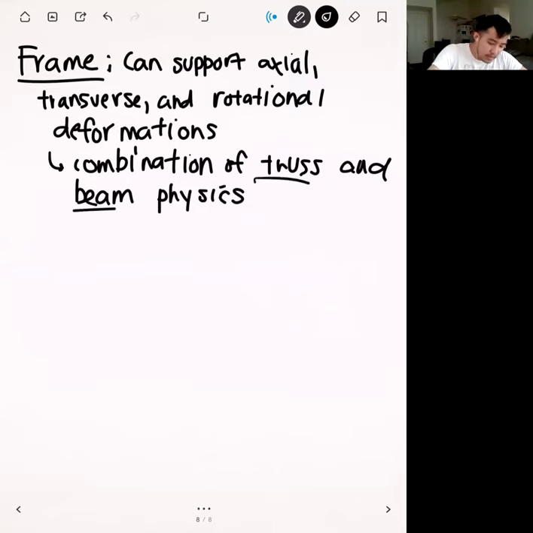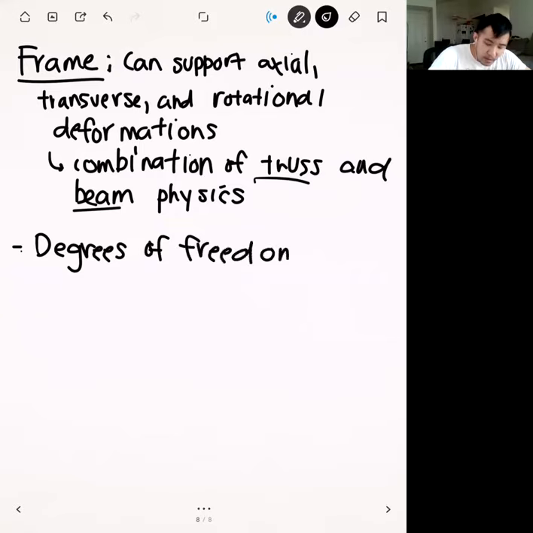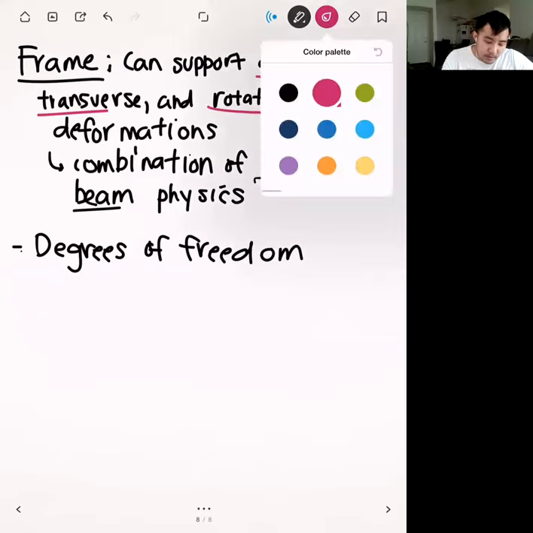And so because of this, let's talk about the degrees of freedom for a frame element first. Because the frame element can support all these different types of deformation, the degrees of freedom for the frame element are going to be all three types of deformation at each node in the element.